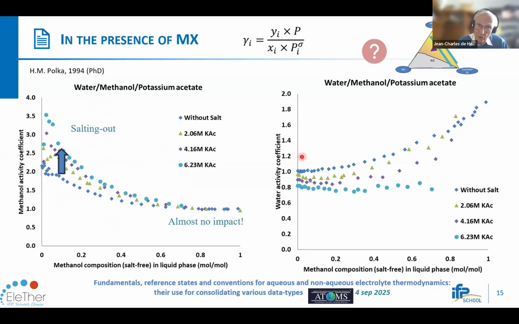When you look at the water activity coefficient now, pure water is here, so you have the same picture as I showed earlier. But when you add salt, you now have a decrease in the activity coefficient, which means that water is salted in. This is also well known: the compounds that are generally more solvated are going to be salted in, and compounds that are less solvated are going to be salted out.